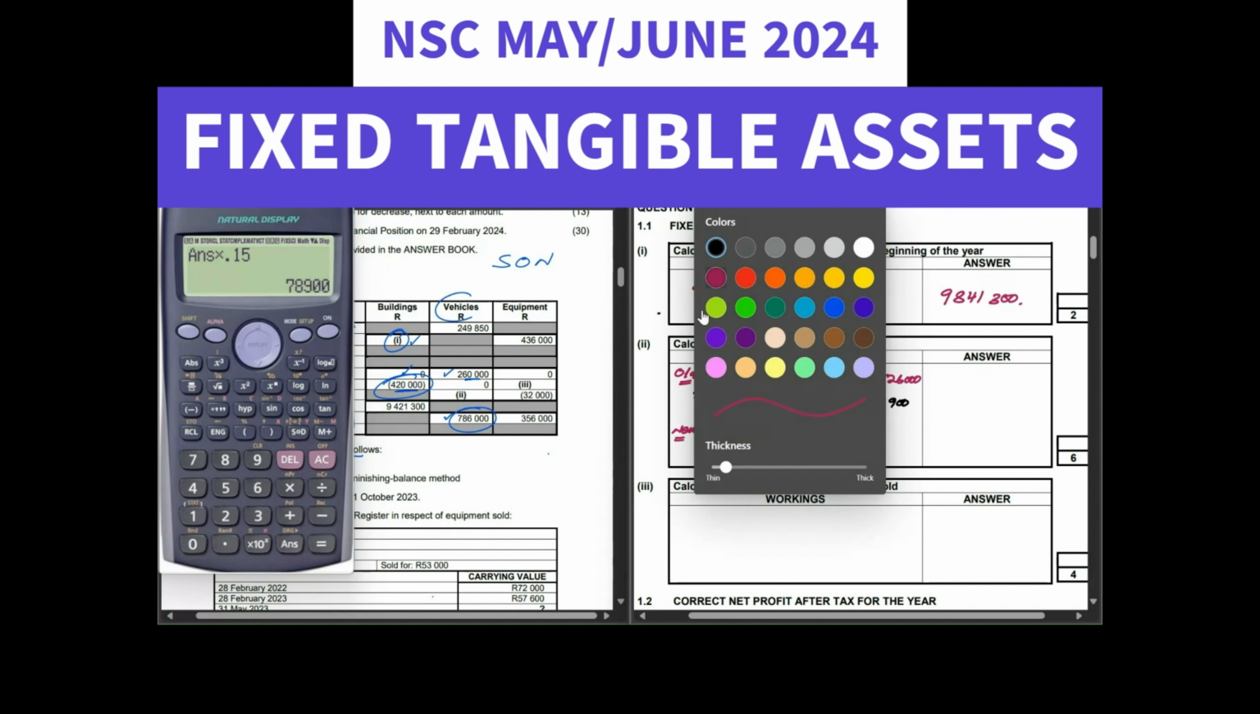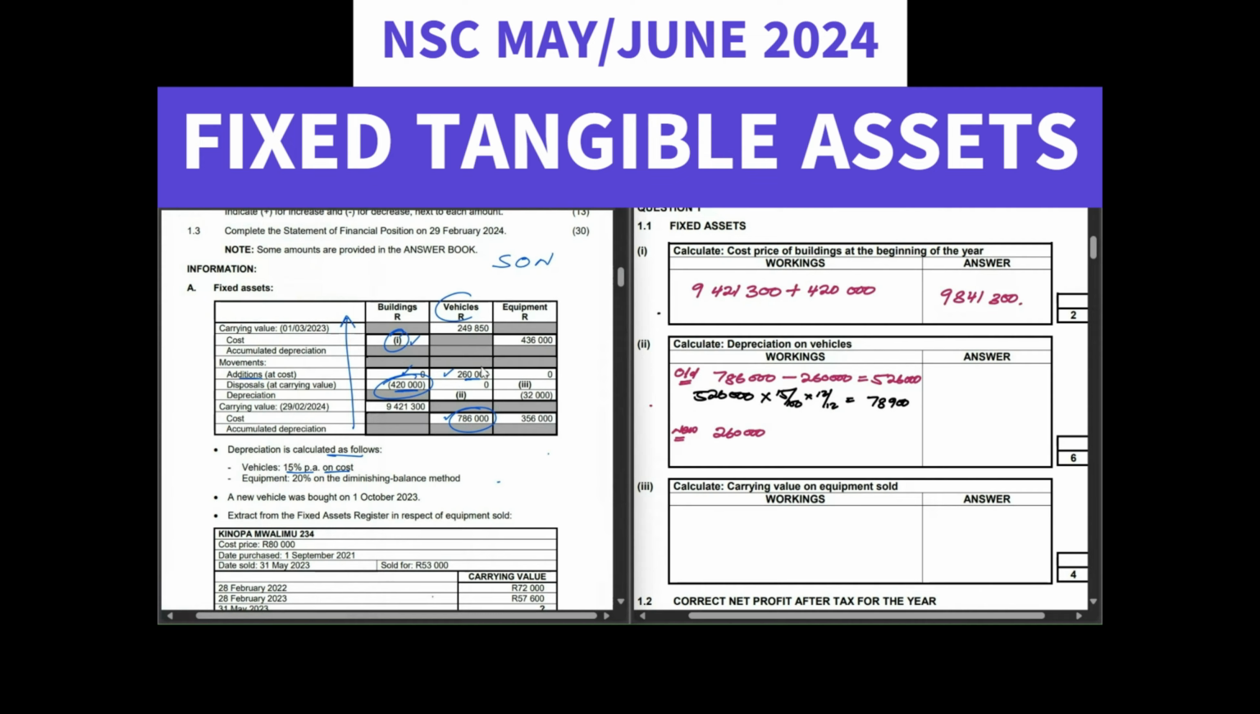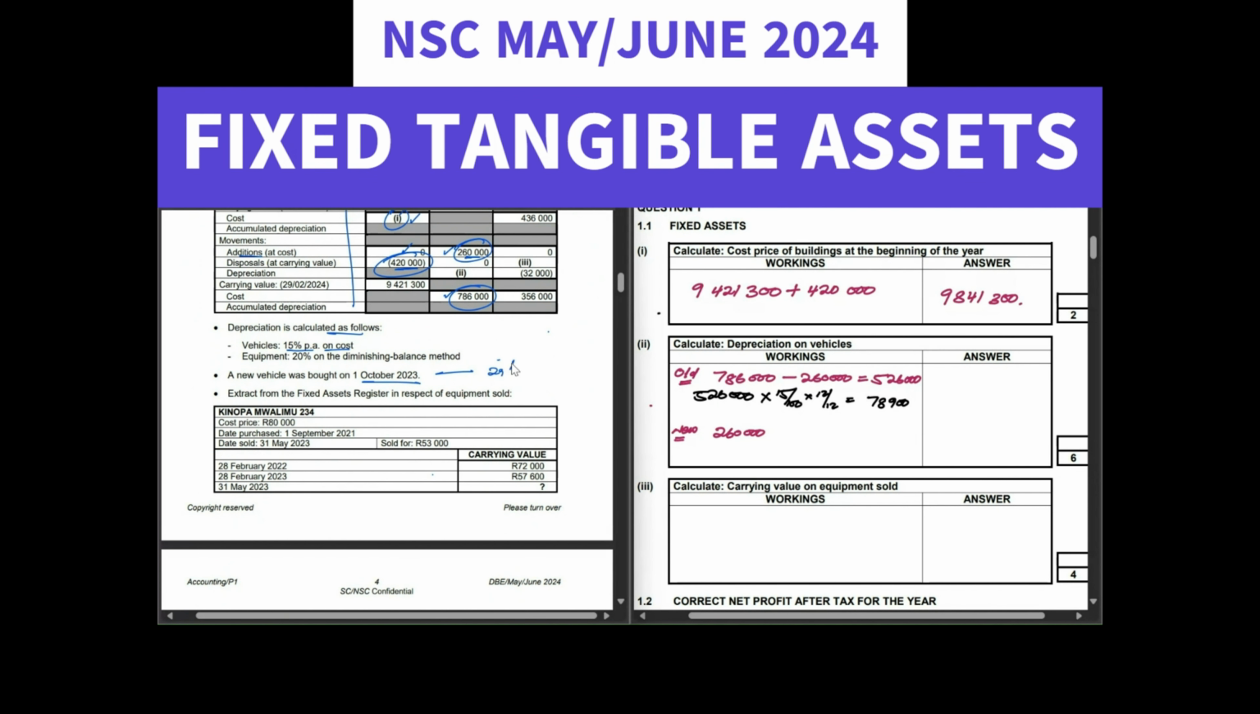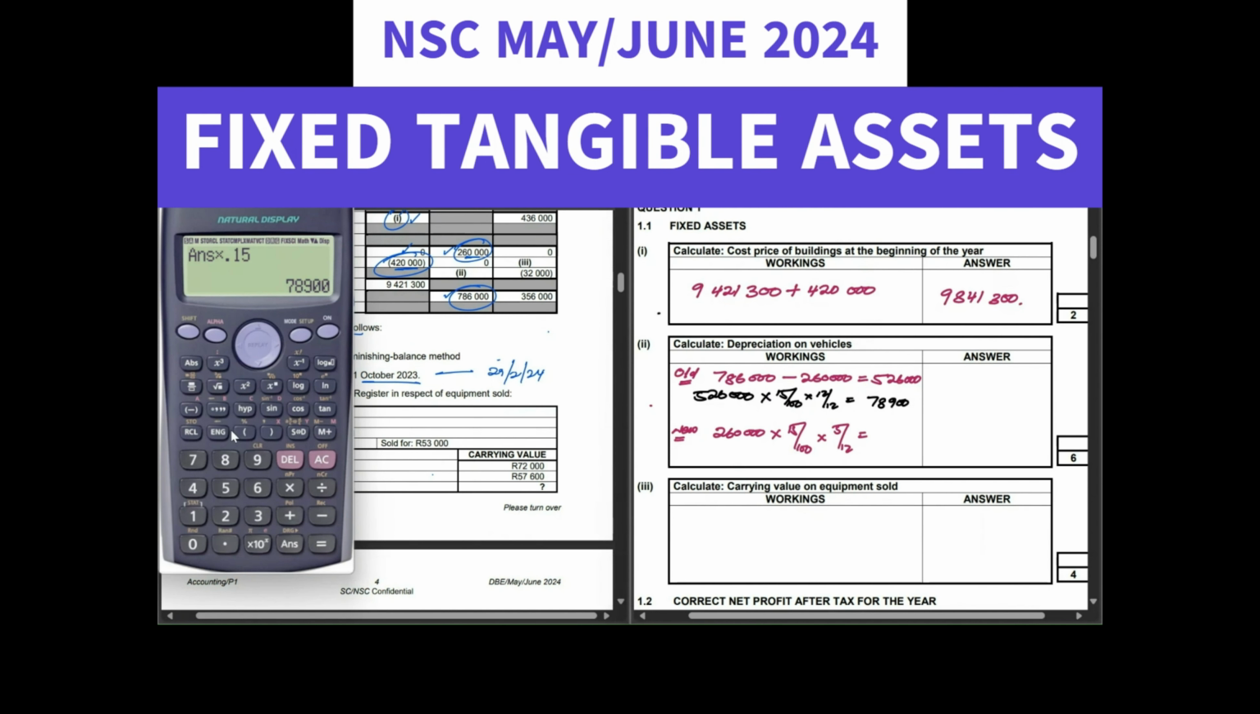Let me come now to the new. The new has a cost price of 260, which is what I see here. And they say a new vehicle was purchased on the 1st of October. And we know that the financial year is ending on the 29th February 2024. So I'm counting from the 1st of October to 29th February 2024. So it's 260 multiplied by 15 over 100 and then multiplied by how many months? October, November, December, January, and February. So I have 5 over 12 months. So my 260,000 multiplied by 15%, divided by 12 and multiplied by 5, gives me 16,250.